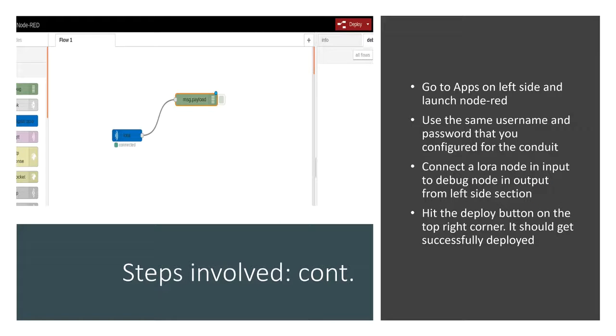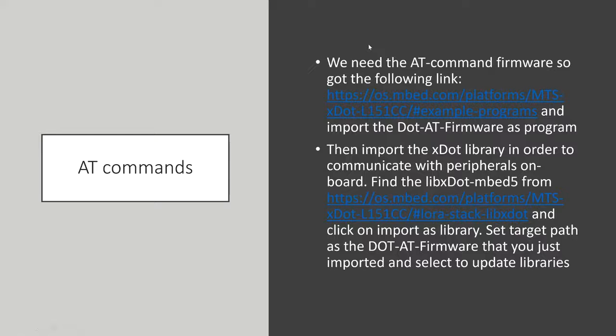Once we go to Node-RED, we logged in using the same username and password that we configured for the conduit. After doing that, we dragged a LoRa node from the input to the flow screen, and we dragged a debug node from the output section to the flow screen, and we connected each of them. We hit the deploy button on the top, and we were in the debug tab here.